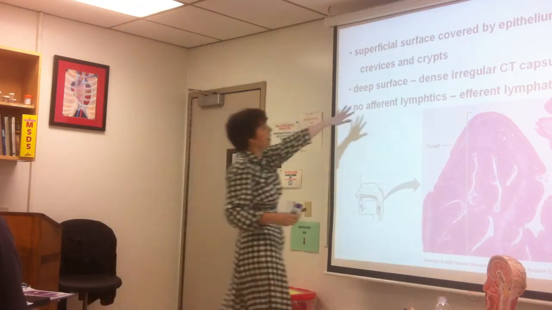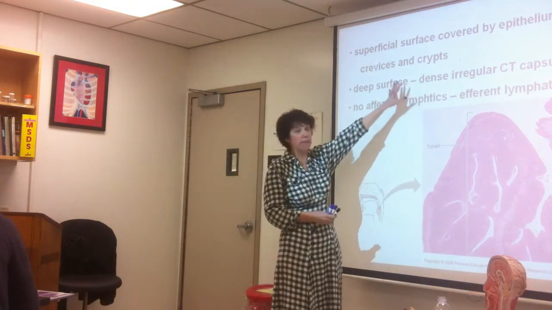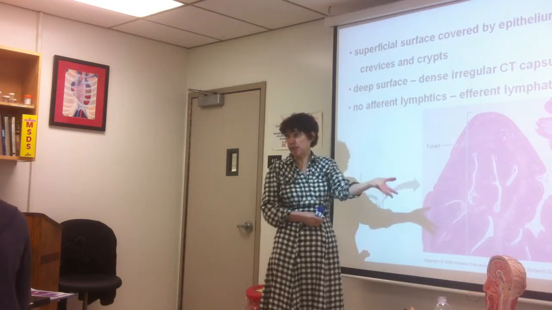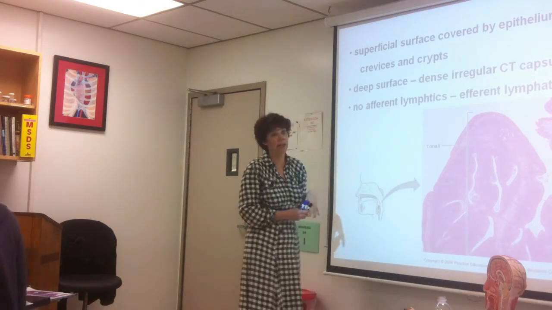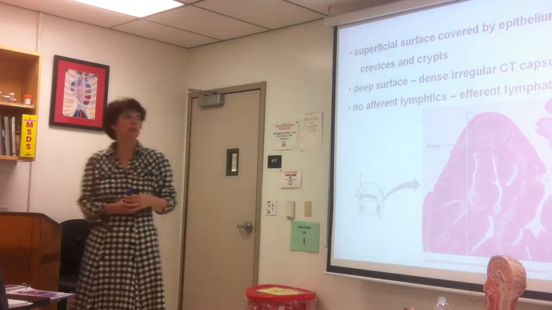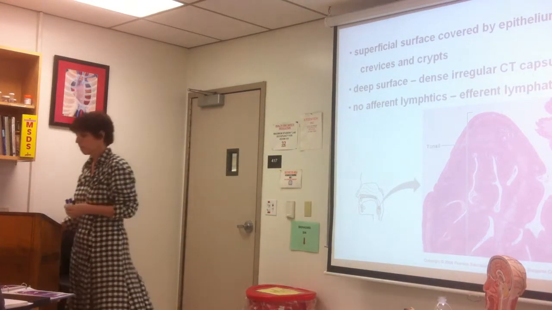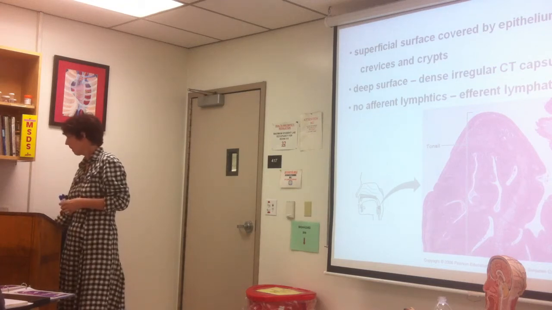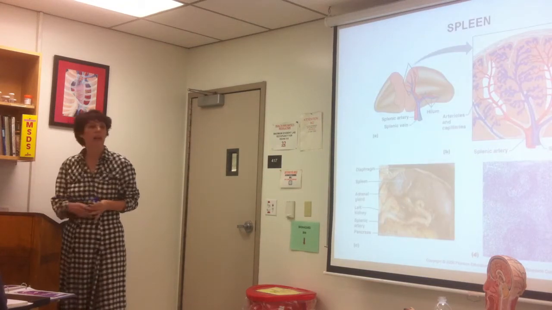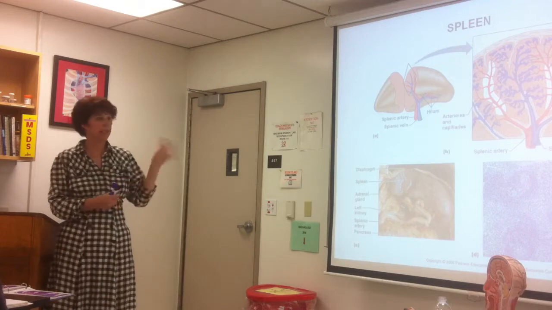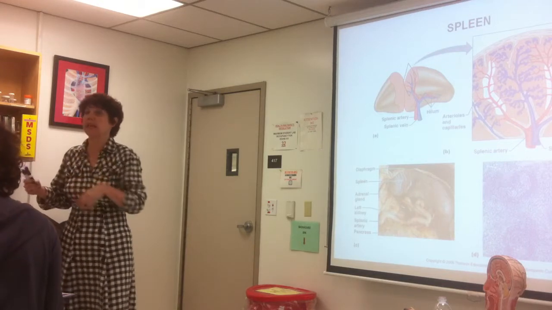So again, no afferent lymphatics, only a partial capsule on its deep surface. So it has an epithelium on its superficial surface. And that brings us to the spleen, which we've talked about as we've talked about the splenic vessels.